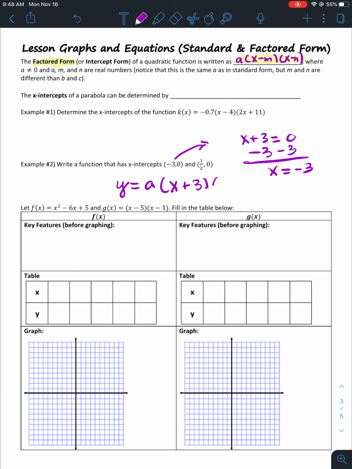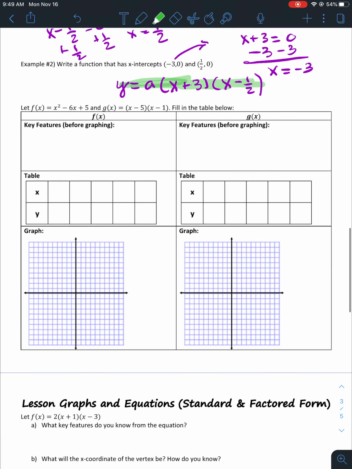And the same thing is true with x minus a half. Because if you took x minus a half equals 0 and you add a half to each side, you'll see that you do get a half. And so this is our answer for example 2, which is pretty nice, right? I mean, it makes sense that the signs should be the opposite, because when you set them equal to 0, the signs would change.